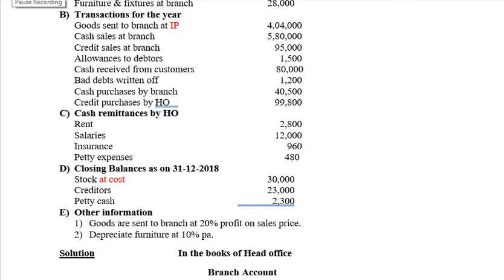The remaining part of the problem will continue in the next class. In this class, we have only finished up till the closing balances. All right. Other information we will take in the next class.